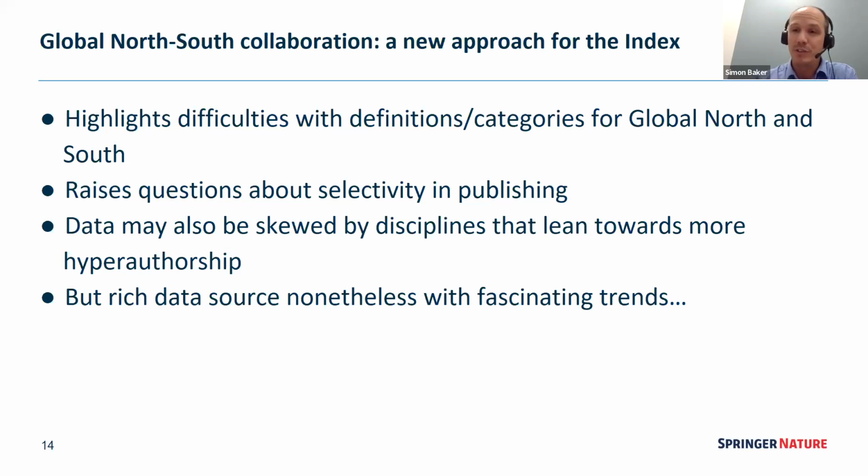And also, by doing this analysis of collaboration between the global North and South, I found by looking at the data that it really raises questions about where the institutions in the global South are publishing, and whether looking at just index journals is really a satisfactory way of doing this. It highlights issues around selectivity in publishing. And also the index is mainly natural sciences, so it does skew the data that way a little bit, but it's a very rich source of data.